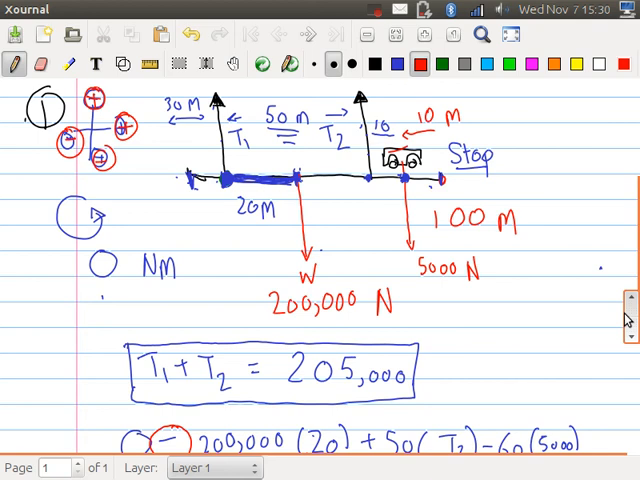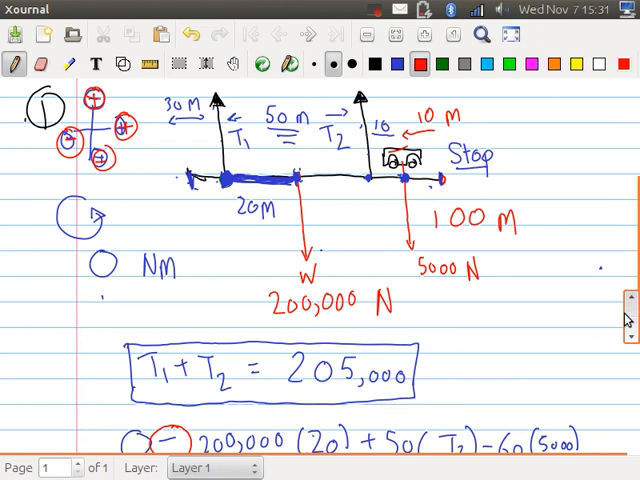Because the car is too heavy, will be. No. I said T2 should be bigger, but it's not. Why not? And there's a good reason why not. Why is T1 bigger? Because the distance of T1 is smaller. Thank you, Leslie. Very good.